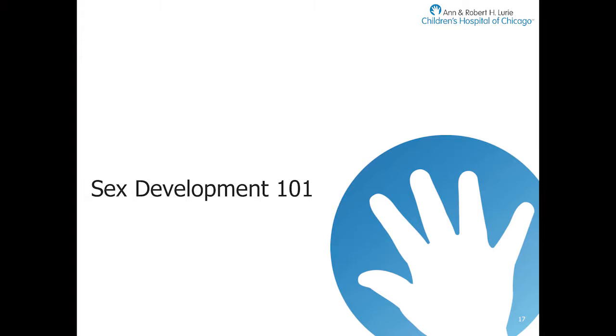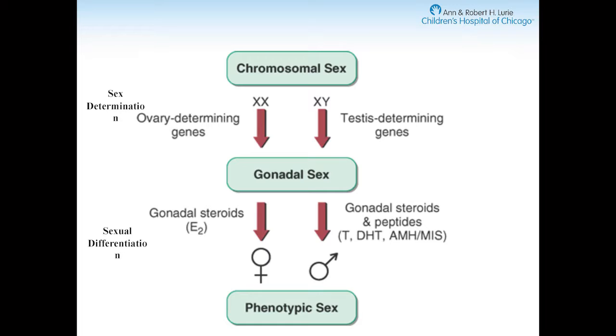So now I'm going to back up a little bit, now that you know a little bit of the background here, and talk a little bit more about actual sex development. So there are 3 main steps in sex development. First is establishment of chromosomal sex. So when the baby is being formed, the egg and the sperm come together, and the mom gives an X chromosome, and usually the dad gives an either X or a Y chromosome.